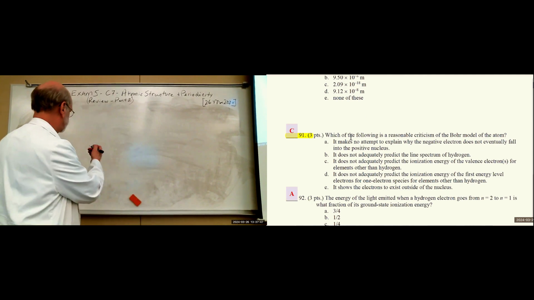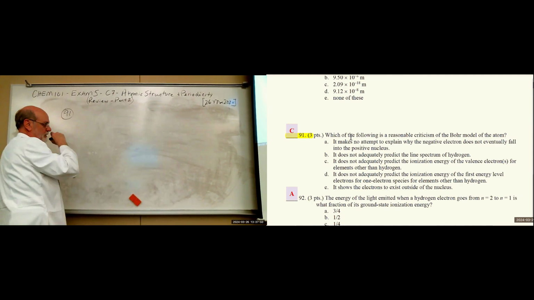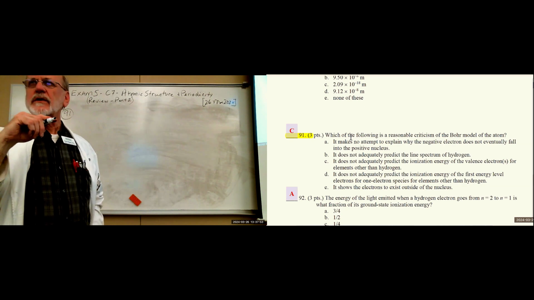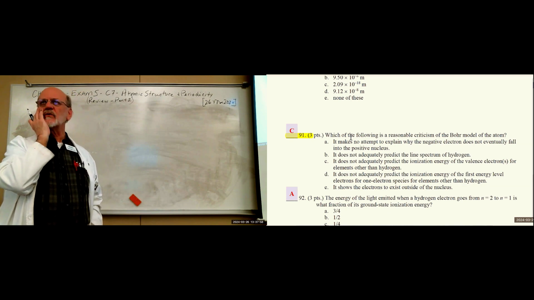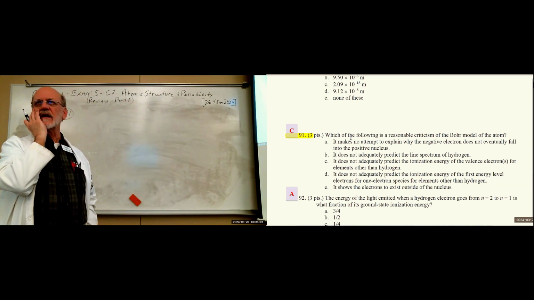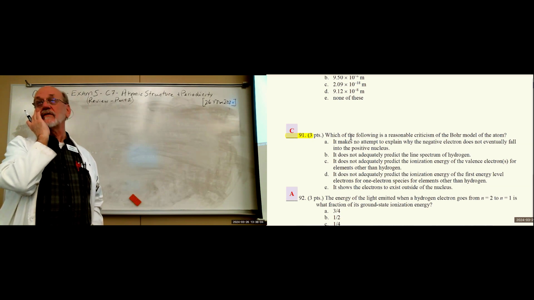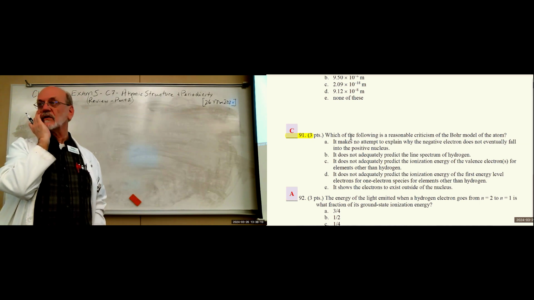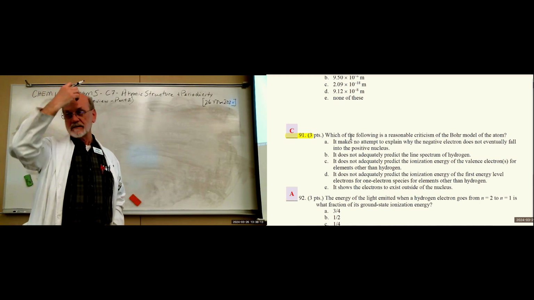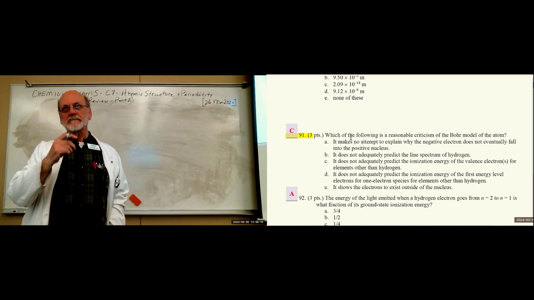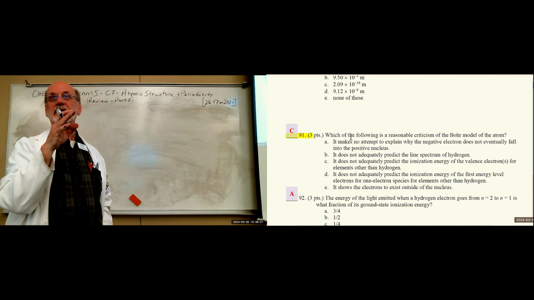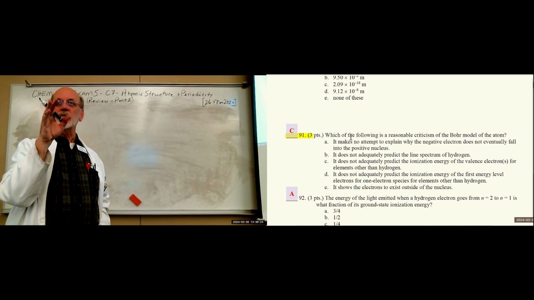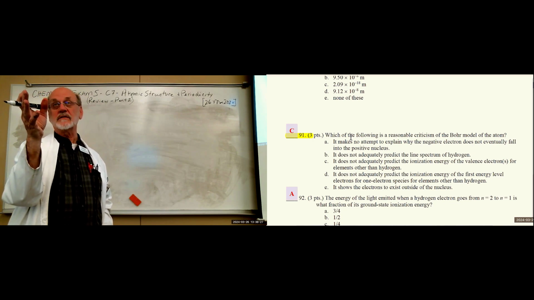How about 91? Which of the following is a reasonable criticism of the Bohr model of the atom? Well, let's see. It makes no attempt to explain why the negative electron does not eventually fall into the positive nucleus. Now, that's a valid criticism, right? It doesn't explain why the electron doesn't fall into the nucleus. If it orbits like a planet, then it should. The orbit should decay eventually. So it makes no attempt, which is a valid criticism. We're looking for an invalid. Which of the following is a reasonable criticism? Well, A is a reasonable criticism.